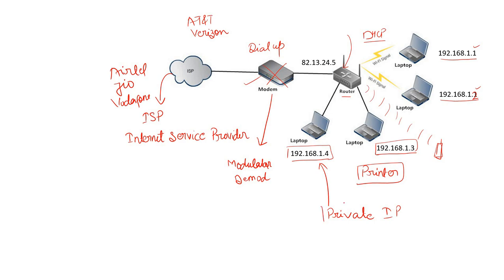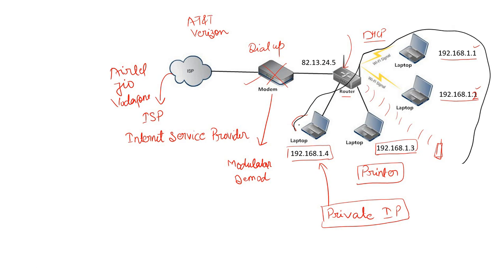These private IPs are not used to communicate to the global world. They are not going outside of this router. They are just confined to here only. If I draw the boundary, let me change the color first, so it will be easy to identify. Okay, so if I make a boundary, it is limited to here, right?